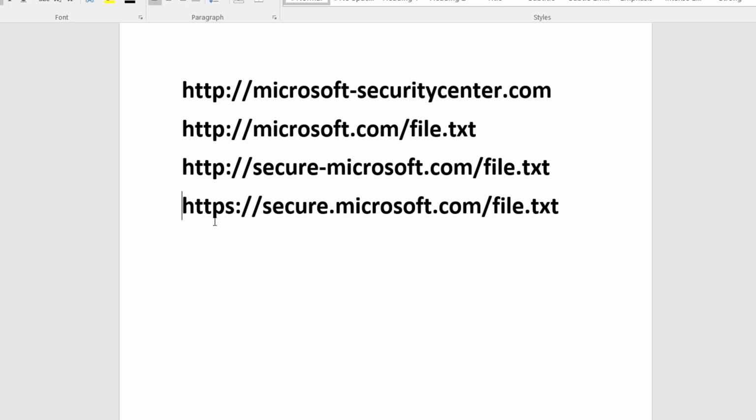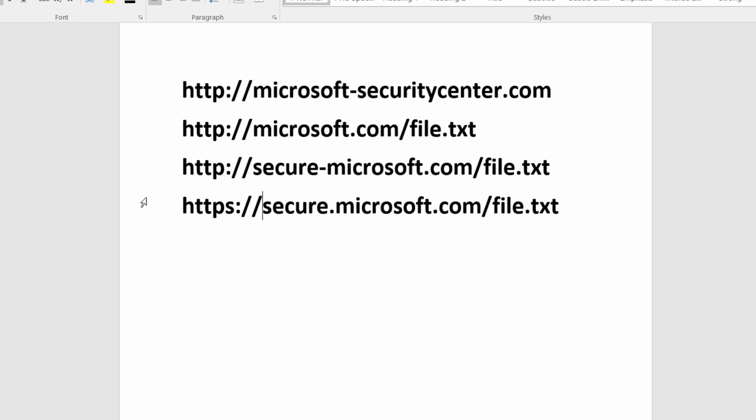How about the following? The domain name itself is right here, Microsoft.com, and that is legitimate. /file.txt simply indicates that we're looking for the file called file.txt on the web server of Microsoft.com.